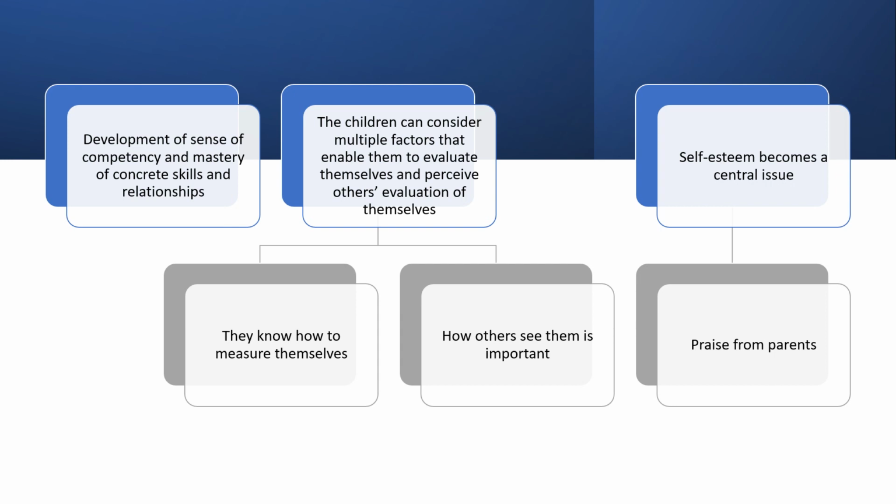So the children can consider multiple factors that enable them to evaluate themselves and perceive others' evaluation of themselves. So they know how to measure themselves, and how others see them is important. So again, they are now becoming aware of themselves, how they do, how they are in classes, in their performances, and whether they are good or bad with their friends or classmates. How their classmates see them is very important for them. That's why self-esteem develops here as well.